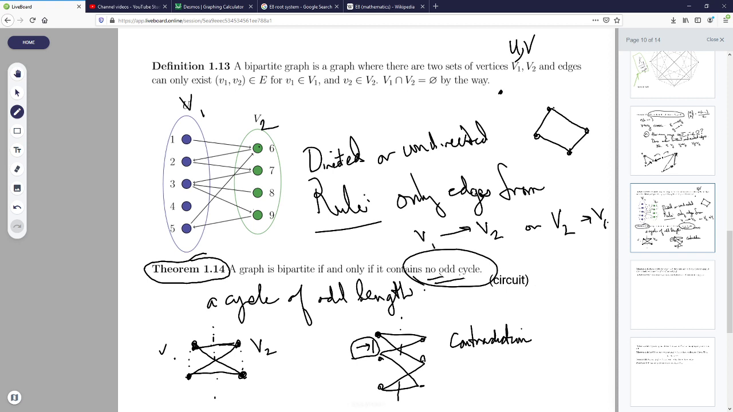Like if I have K4 here, let me just show you K4. So here's K4. I can make an odd cycle this way. I can go this way, and back.